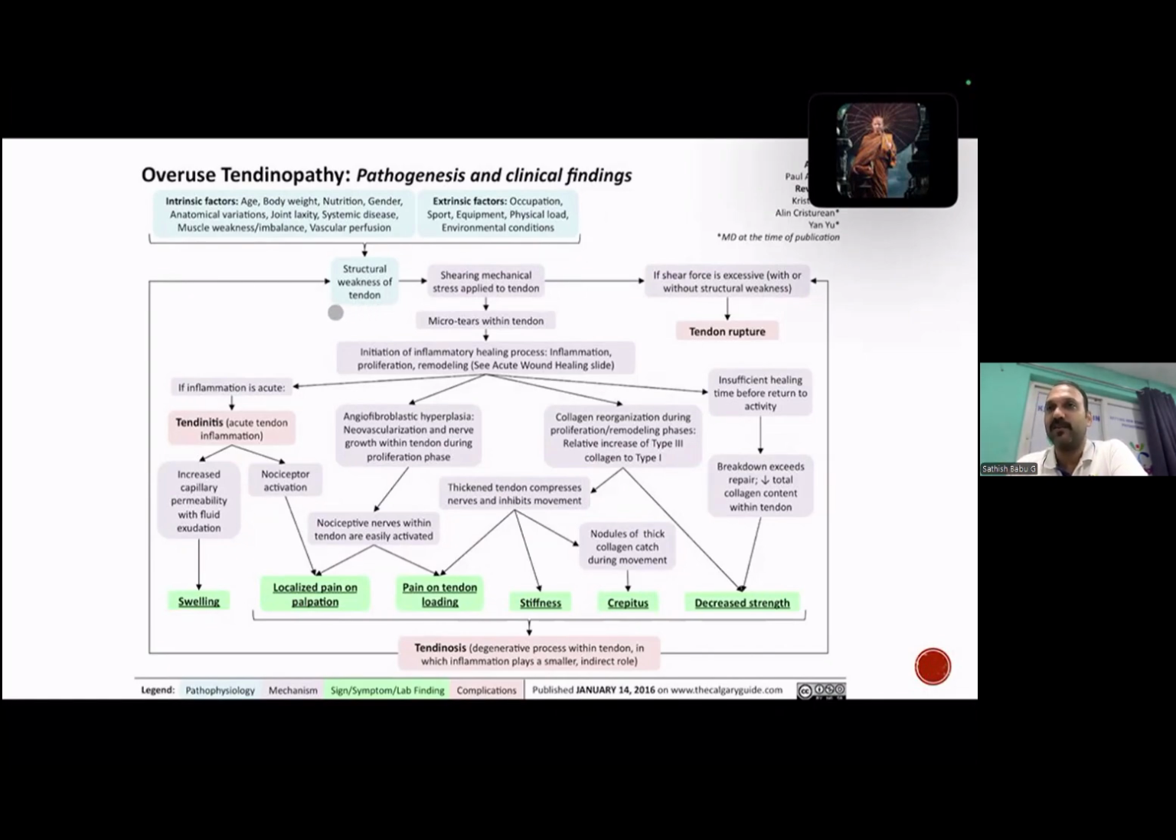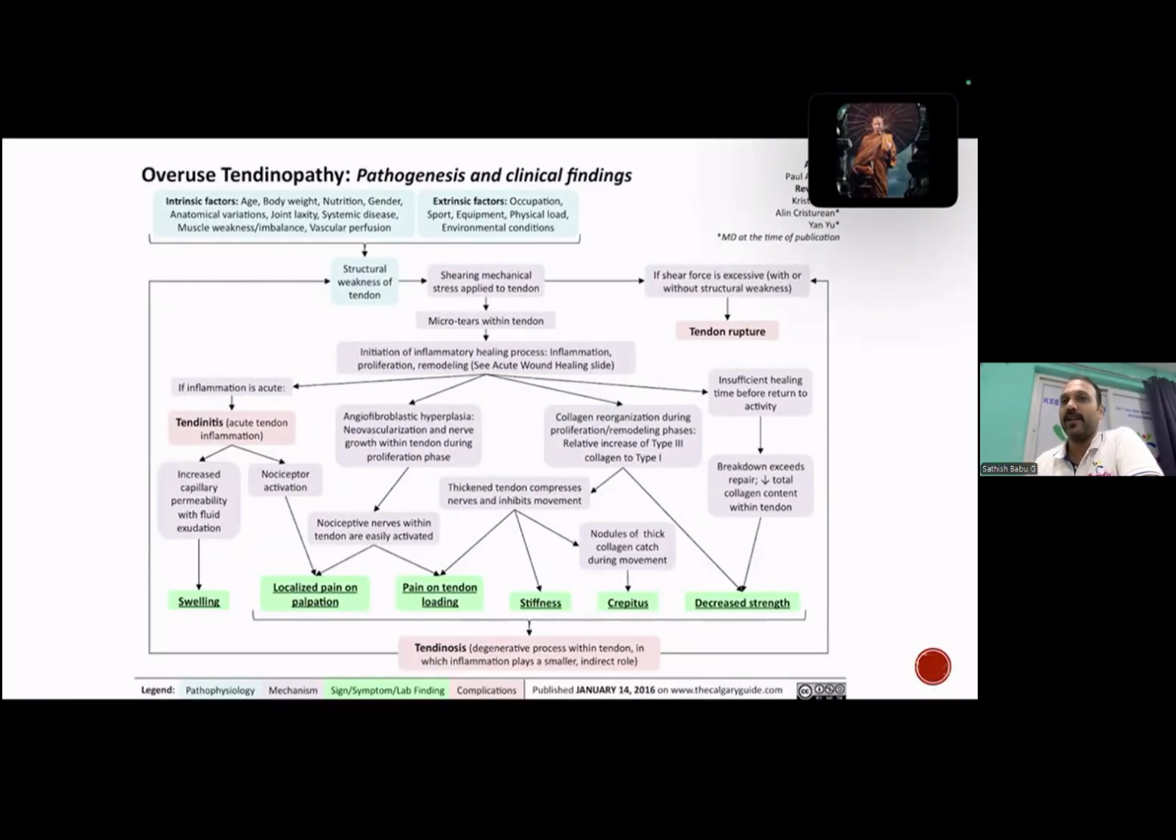So you can see structural weakness in the tendon can happen because of both intrinsic and extrinsic factors, and that leads to shear mechanical stress applied to the tendon. That leads to small micro tears within the tendon. This micro tear initiates an inflammation and healing process. There are three phases primarily in tendinopathy or tendon injury. The first phase is inflammation, the second phase is proliferation, and the third phase is remodeling. This is for the acute injury.